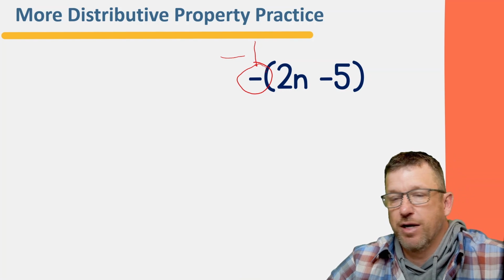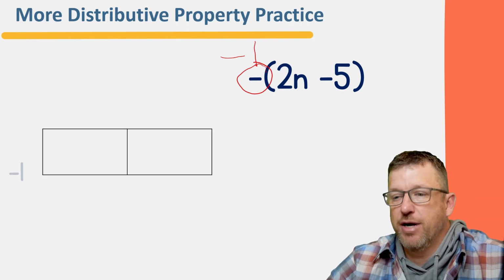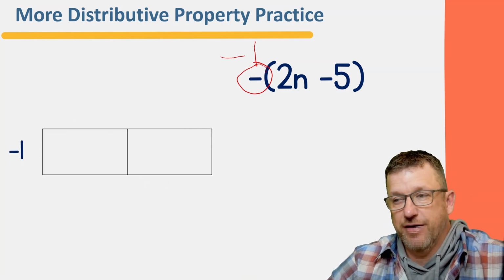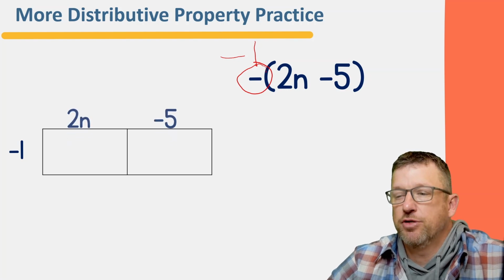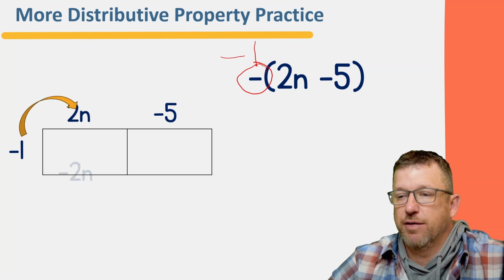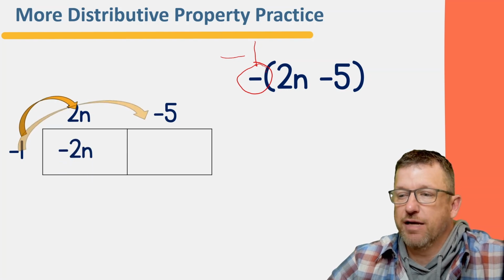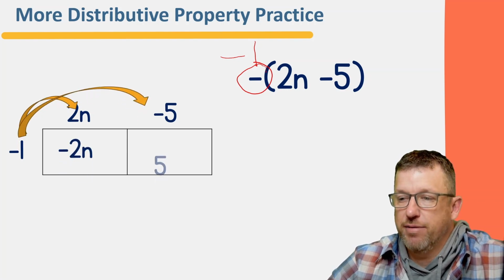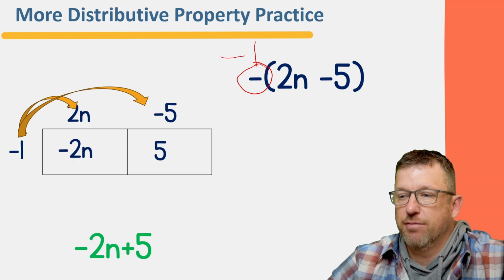So let's see what I mean by that. We're going to put our negative 1 over here because a negative value means negative 1. We're going to put our 2 values on top, and we're going to say, okay, what's negative 1 times 2n? That would be negative 2n. And what's negative 1 times negative 5? Well, that would be positive 5 because a negative times a negative is a positive. And so when we write those down, we get negative 2n plus 5.